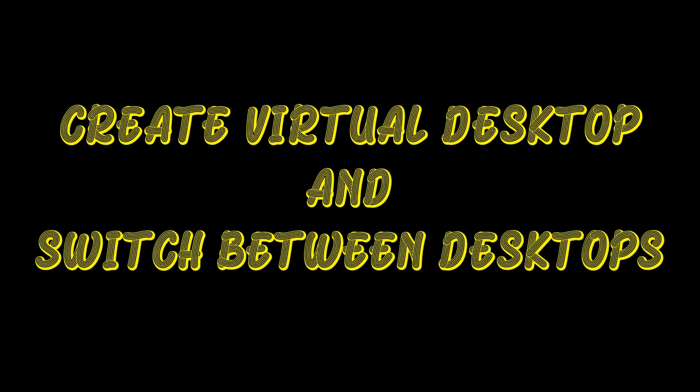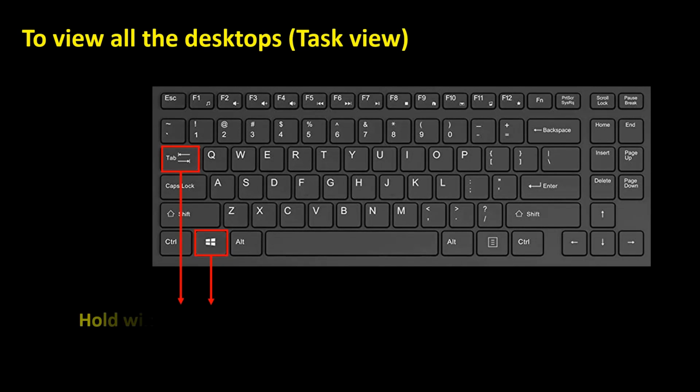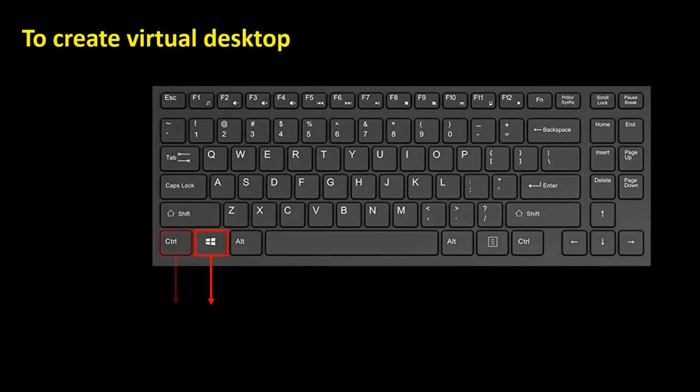Create virtual desktop, and switch between desktops. To show all the desktops, hold Windows key, and press Tab. To create virtual desktop, hold Windows and Control keys, then press D.